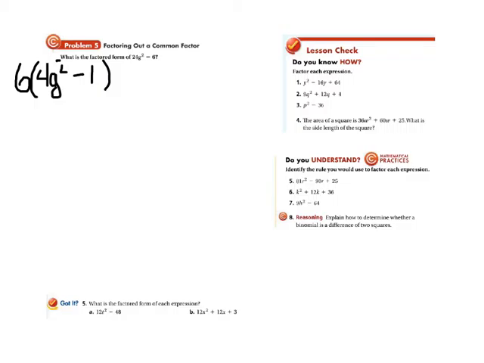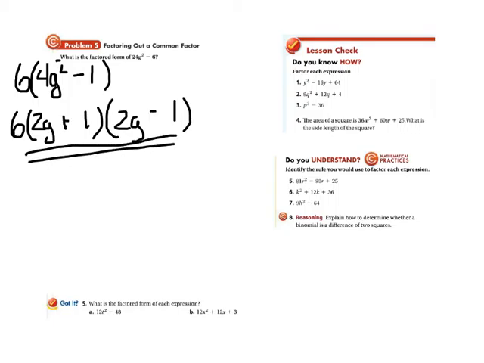Now, don't think we're finished yet, because look at what's inside those parentheses. We have a perfect square minus a perfect square. And anytime we have that, that means we can go a little further. Alright, so what is the square root of 4g squared? It is 2g. What's the square root of 1? 1. And then we have a plus, and we have a minus, and we're done. Go ahead and pause the video and do got it 5.